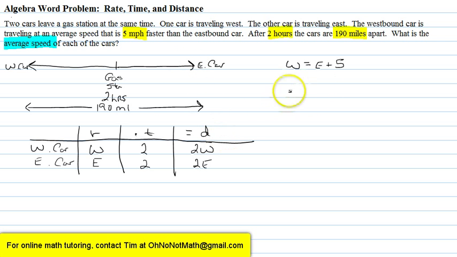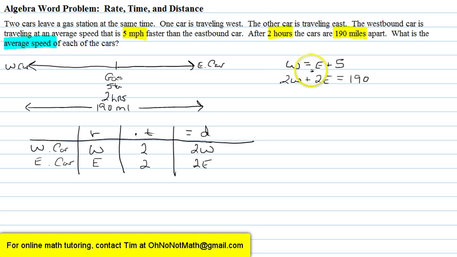So let's write that equation. We have 2W plus 2E equals 190. So now we have our two equations and two unknowns.